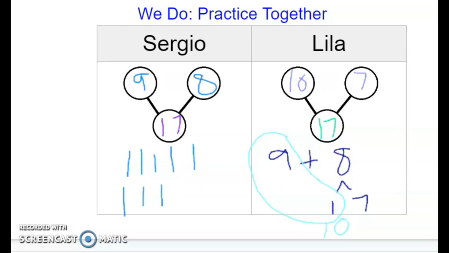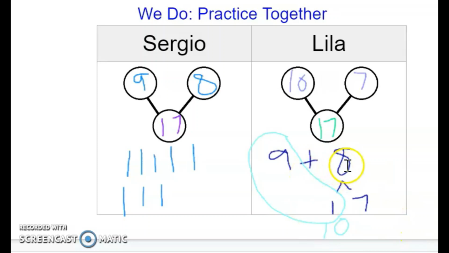Now that we are finished with both sides, which number bond would help you solve more efficiently or quickly? Great job, the 10 and the 7, because 10 is a very friendly number. So based on these number bonds and the work that was just shown for both Sergio and Lila, who do you think got to go to recess first? Lila, you're right, great job. By using the make 10 strategy, she was able to solve for the unknown very quickly and efficiently.